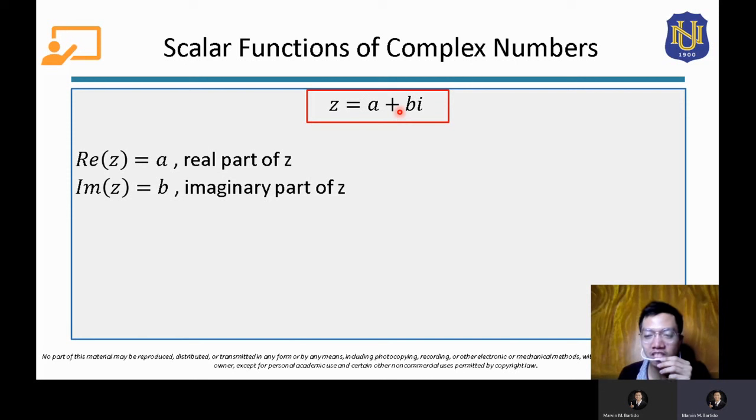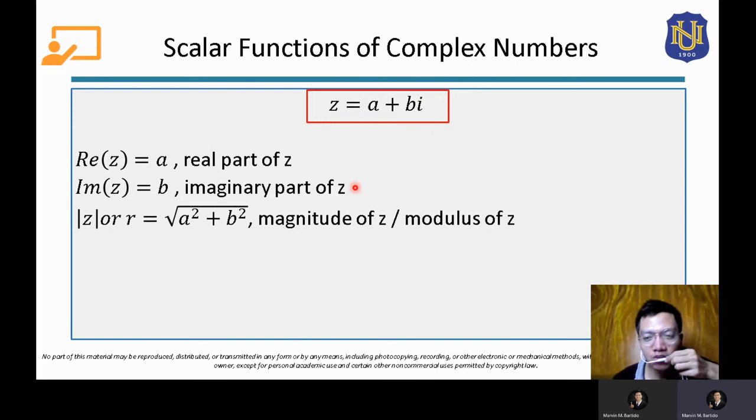Now, what if your imaginary part here is 0? What will remain here is z = a. So the question is, if the complex number is z = a, only a real part, is that still a complex number? The answer is yes. Even if the complex number only has a real part, and the imaginary part is 0, that is still a complex number. So generally, all real numbers are complex numbers. That kind of complex number is called purely real. So that's still a complex number.